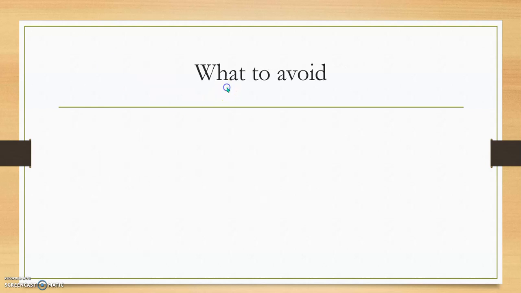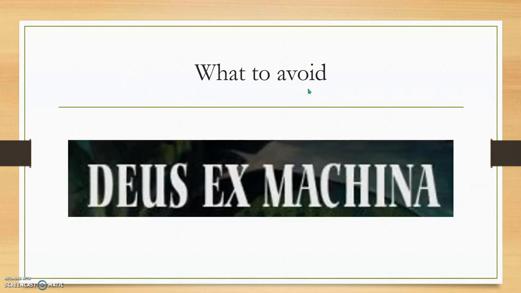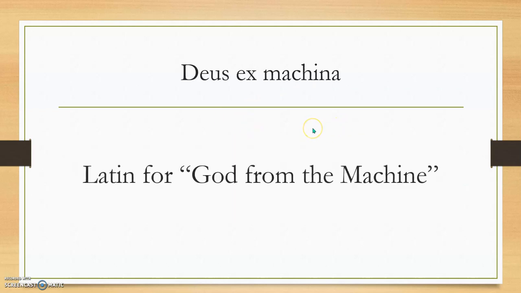So there's that. Let's talk about some things to avoid. One of them is Deus Ex Machina, and I absolutely butchered how to pronounce that. But what does this even mean? It is Latin for God from the machine. In writing, this is something that should be avoided at all costs, because it's considered cheap. It's not narratively sound, and it may be unexpected, absolutely, but it's not foreshadowed.